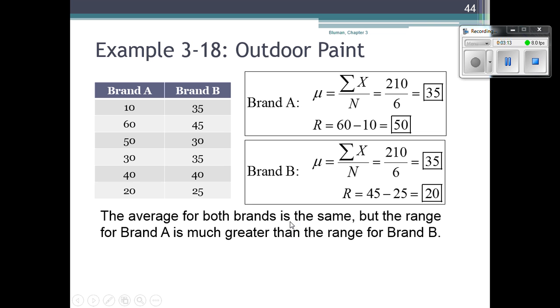I can't answer that. Most people, I think, would pick brand B just because you're going to get a more consistent product. But maybe some people think, hey, I could get lucky and get that can with 60 in it.